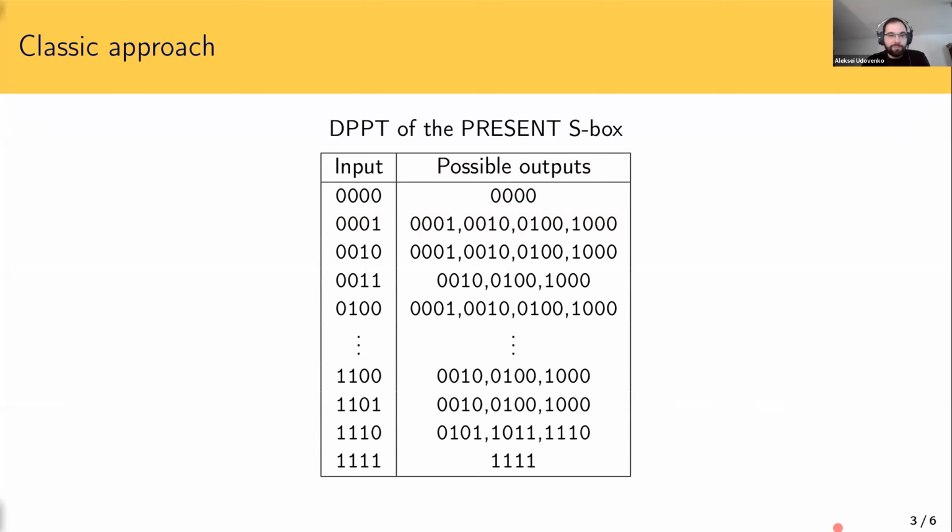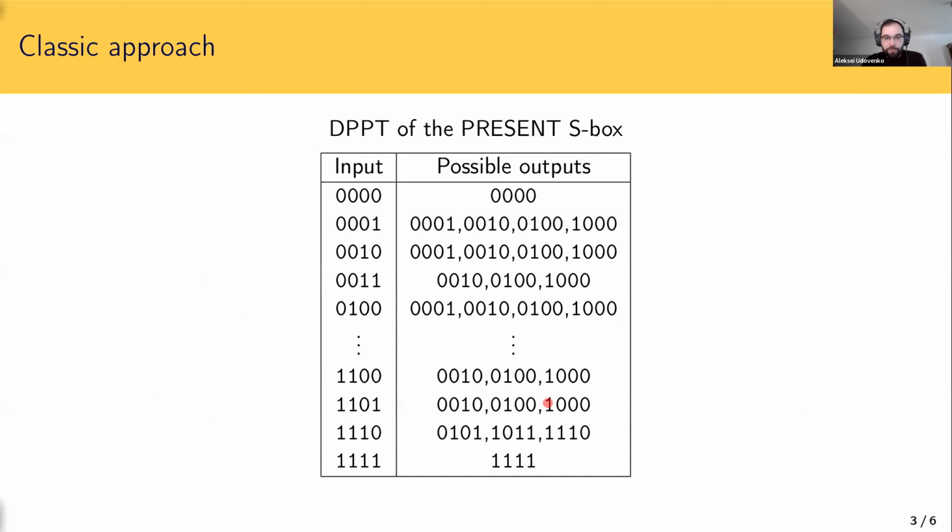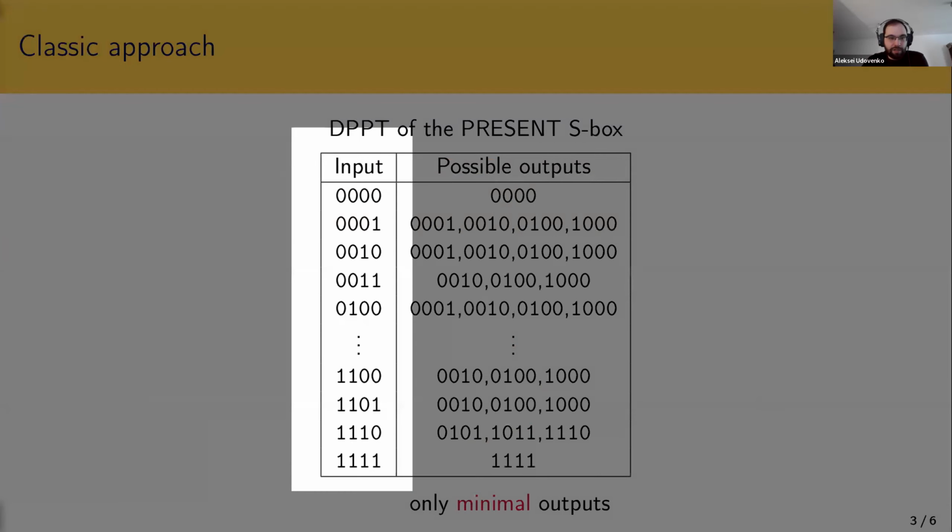In order to use SAT, SMT, or MILP solvers to find trails, we need to encode possible steps of the trail. The classic approach is to compute the full propagation table, where for each input vector, we list all possible output vectors, and then to encode this table in some way. Because of the monotonicity of division property, which is exactly due to this ability to remove or add variables from monomials, for possible outputs, we consider only minimal vectors, also called reduced vectors. This significantly reduces the table size, but we are still limited by the exponential number of inputs.